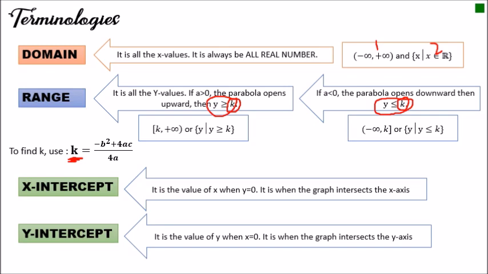And then yung y-intercept naman natin, it is the value of y when x is 0. So, it is when the graph intersects the y-axis. So, ito naman yung kabaliktaran ng x-intercept. Kapag ang x ay 0, yung point mo, nandun lang along the y-axis. Okay? Tatamaan ng parabola mismo yung y-axis. Okay? So, let us have example.